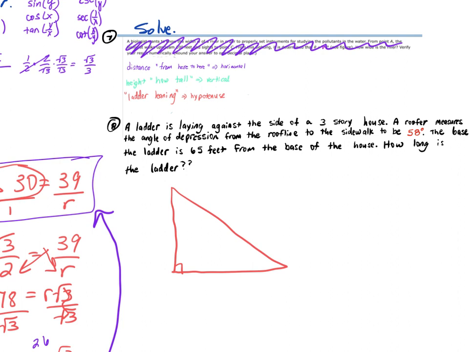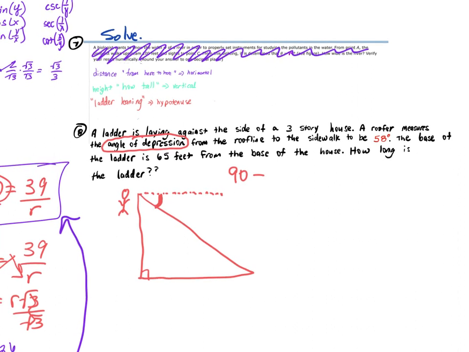So ladder leaning against. Now, they're talking right here about the angle of depression. Whenever they say angle of depression, I want you guys to think 90 minus. Because there's a roofer or somebody standing up here, and he's looking like this. Technically, when they said the angle of depression, it's right here. What do they tell you the angle of depression is? 58 degrees. Is 58 really our theta?